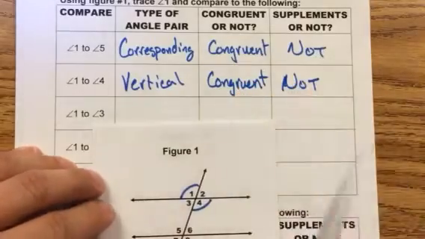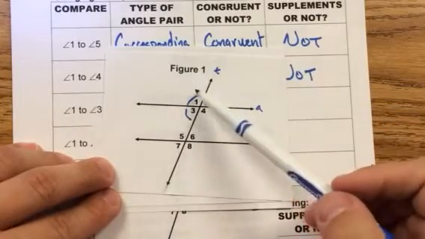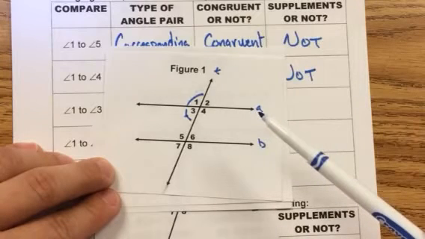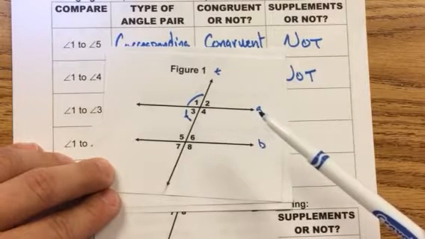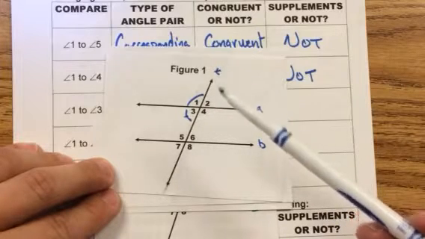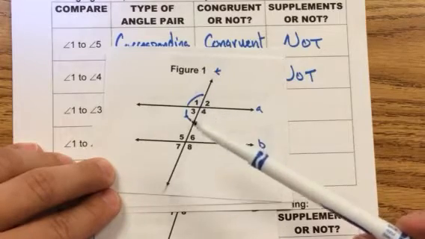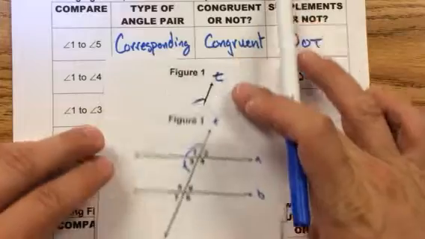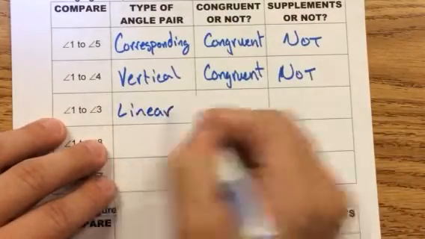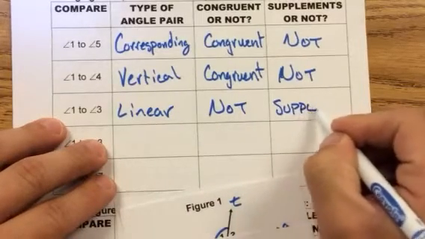Looking at the next one, we've got angle 1 to angle 3. Angle 1 and angle 3 both touch my transversal T, but they are also both touching line A. Since both angles have to do with line A and line T and nothing to do with B, it's one of our old vocabulary words: angle 1 and angle 3 create a line, so we call them a linear pair. Linear pairs are not always congruent, but they are going to be supplements.